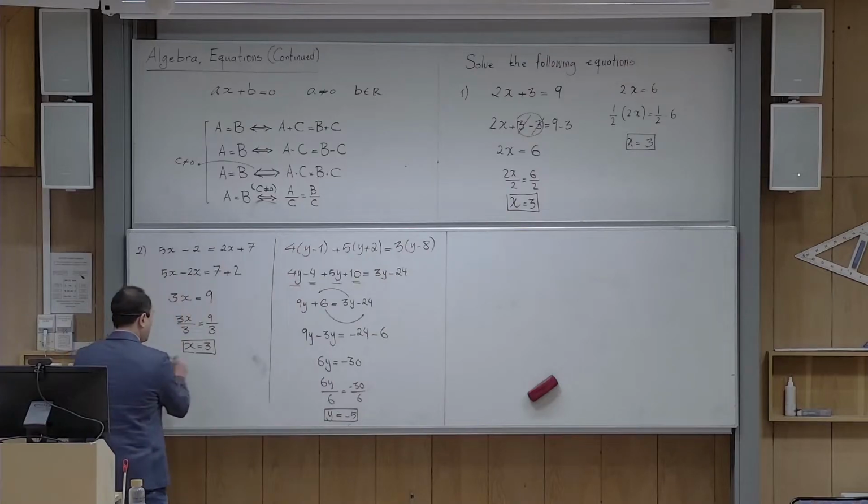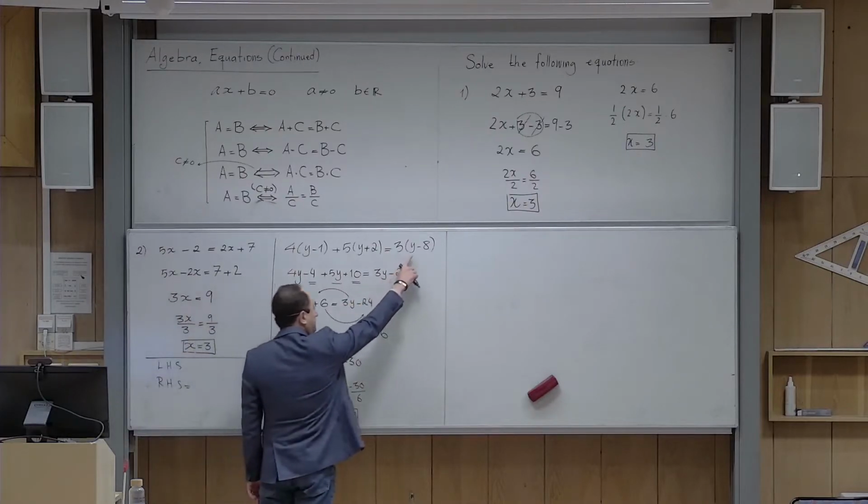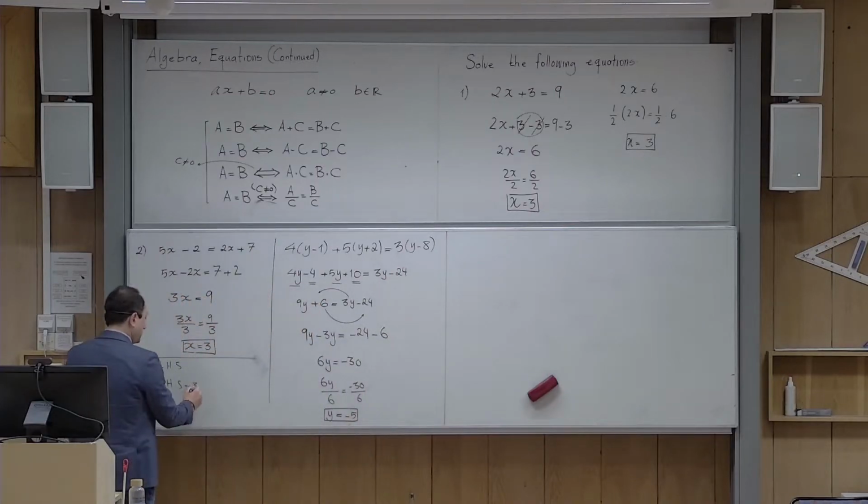But if you want to check it, there is one way to check it out. And then calculate the left-hand side and the right-hand side for the number that you found. Okay, so let us calculate the right-hand side, which is simpler in this case. What is the right-hand side? Instead of y, I put minus 5. So what happens? It becomes 3 minus 5 minus 8, which is minus 13 times 3, minus 39.